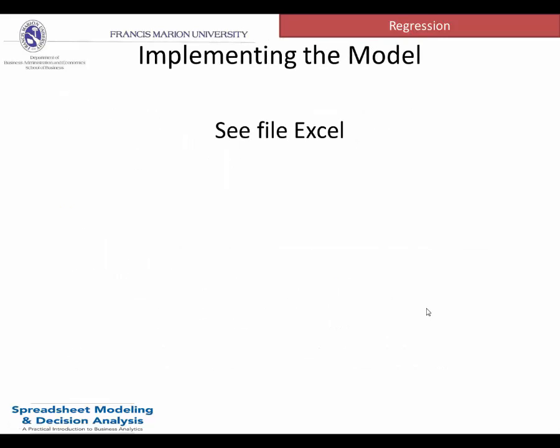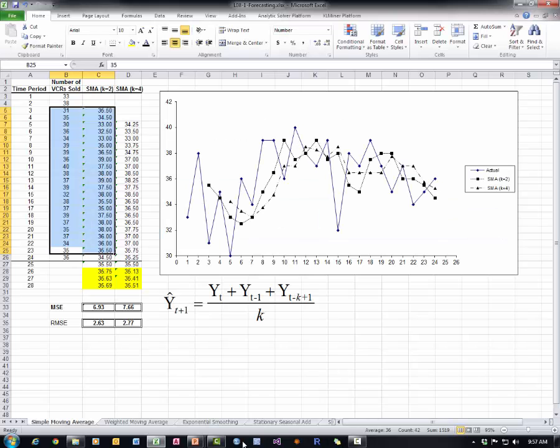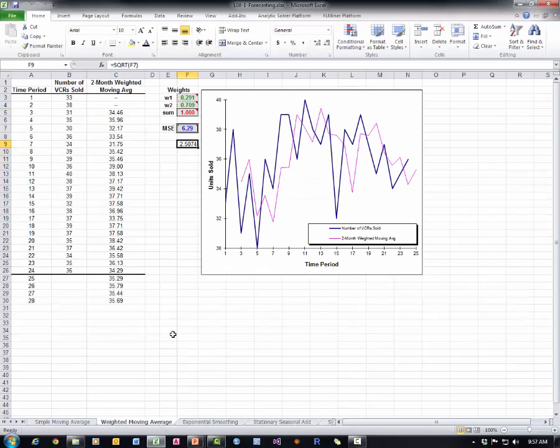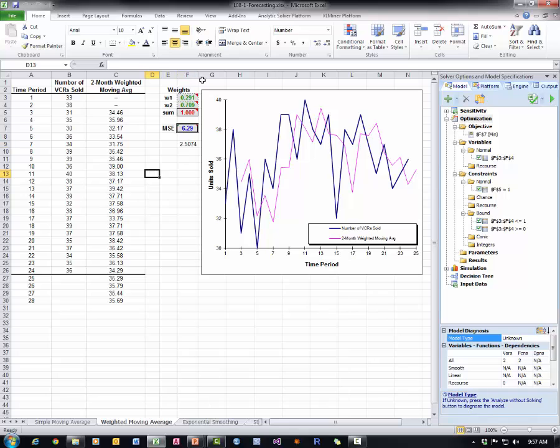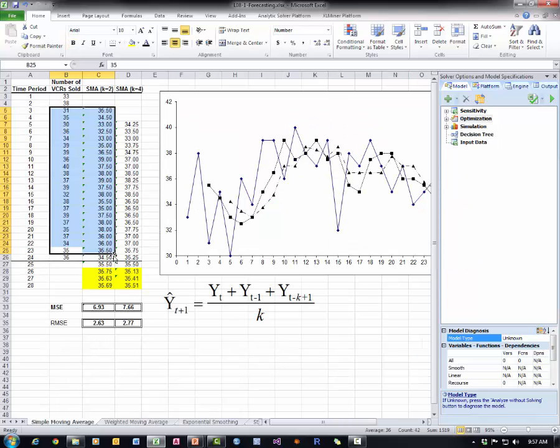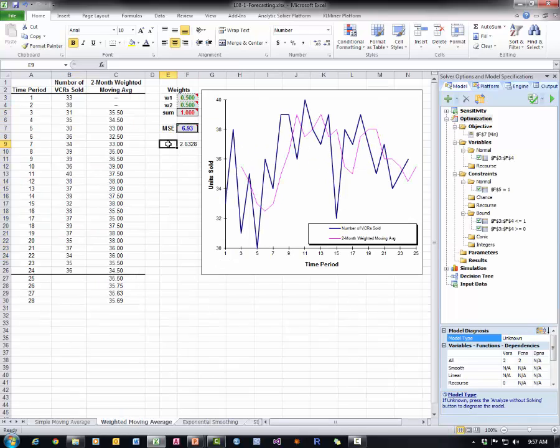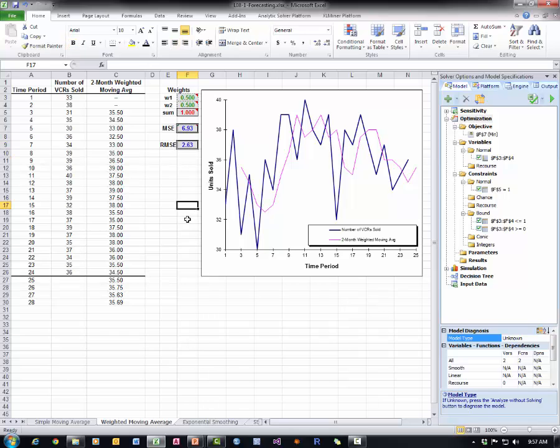So let's look at this model. Here's the weighted moving average. We're going to look at a 2-month weighted moving average, and I'm going to start off with the weights being equal. This is your simple moving average. You notice that in simple moving average we had 6.93, and in weighted moving average we get the same mean squared error. So if you look at this, this is 2 periods. You have the 2 weights. Sum of that should be equal to 1.